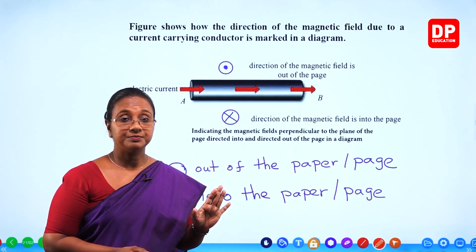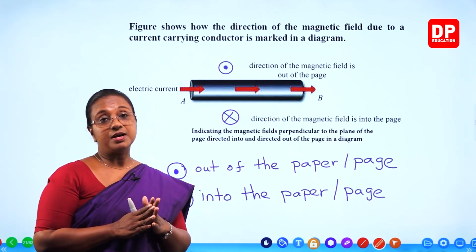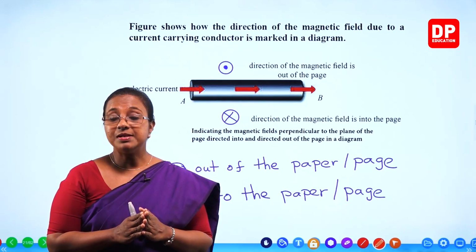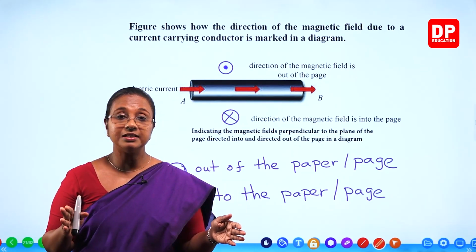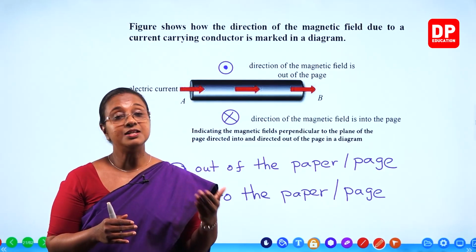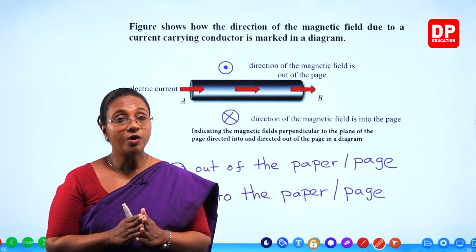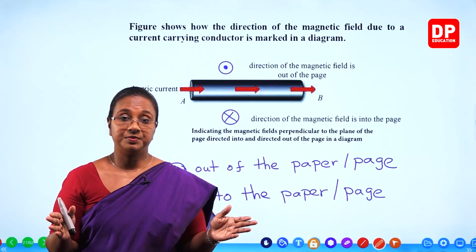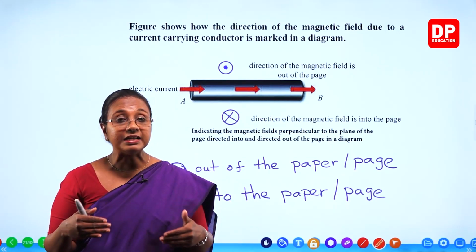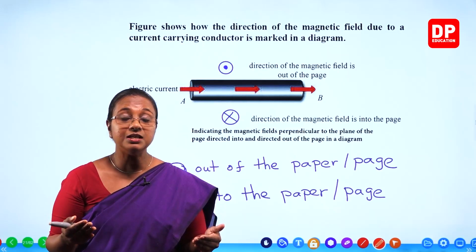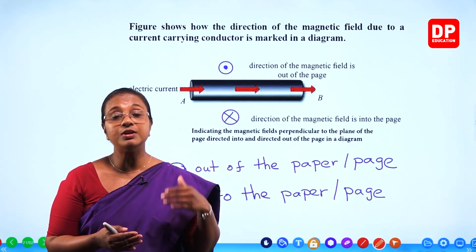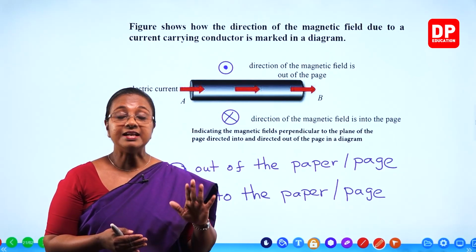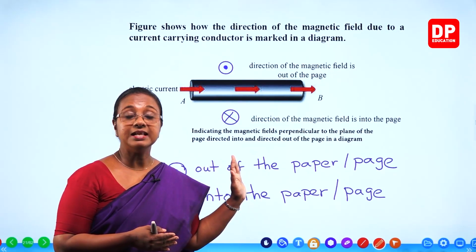Is that clear so far, students? You all were able to understand that when a current is flowing through a conductor, there is a magnetic field generated. That is what we call electromagnetism. So this electromagnetic field that is induced has a direction, because the magnetic field has a magnitude and a direction. That is what we try to understand here.